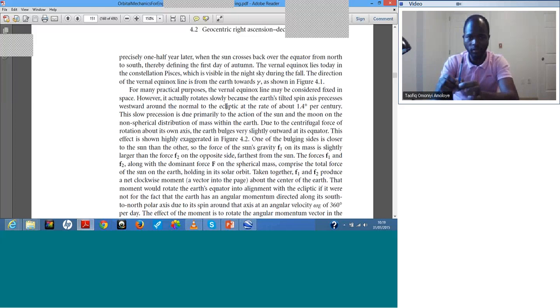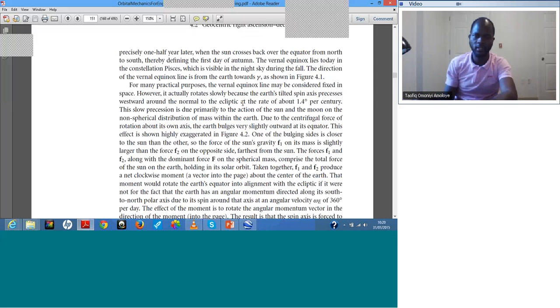So what we are seeing from there is that the Earth's tilted spin axis precesses westward around the normal to the ecliptic at the rate of 1.4 degrees per century.